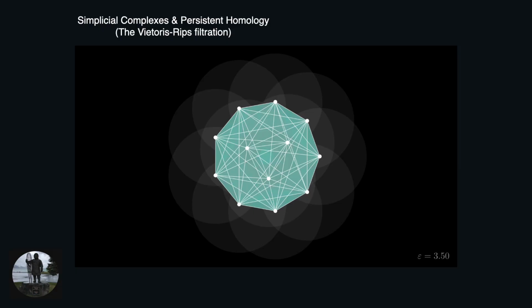The second tool is persistent homology, which tracks exactly those births and deaths across the filtration. A feature that appears early and dies late is persistent. It's probably real structure in your data. A feature that flickers briefly is likely noise. Together, these two ideas let you describe the shape of data in a way that's both mathematically rigorous and surprisingly robust to perturbation.